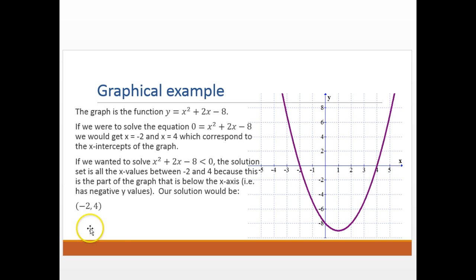So our solution would actually be the interval negative 2 to 4, because for every x value between negative 2 and 4, pick an x value, say 0, plug 0 into y, you get negative 8. You plug any other x value between negative 2 and 4 into this equation, it's negative. So therefore the solutions of this one, x squared plus 2x minus 8 less than 0, are everything between negative 2 and 4.